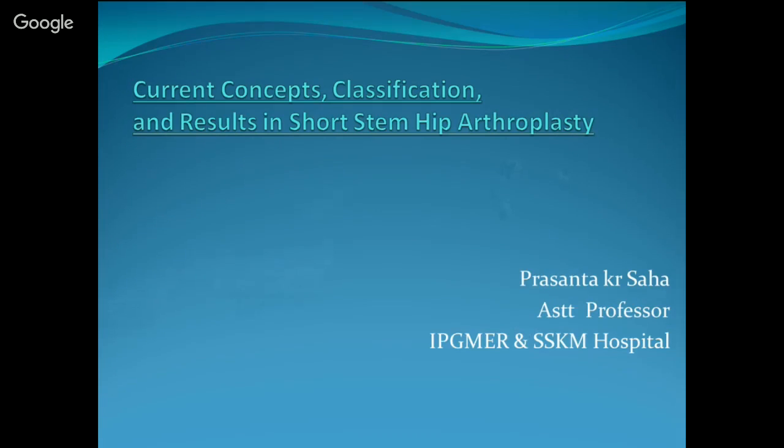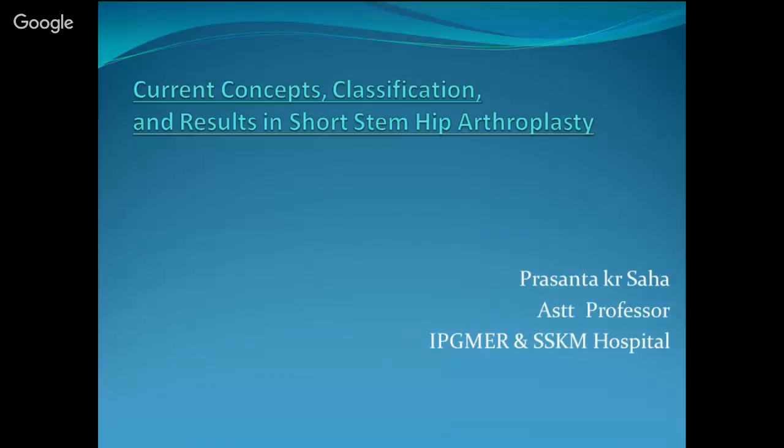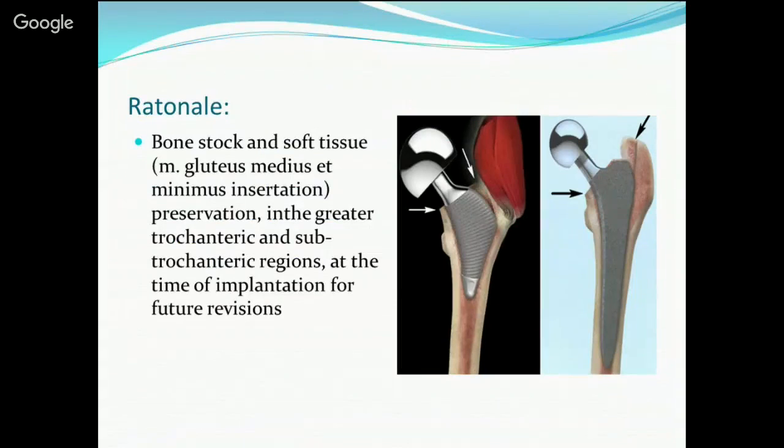Now the current issue is the short stem hip arthroplasty. This is the new concept. This is originally a long stem. If you put a long stem, we have to cut the gluteus minimus and part of the gluteus medius muscles. But if we use a short stem, both the gluteus medius and gluteus minimus muscles will be protected. So bone stock and soft tissue preservation at the time of implantation and for future revision.